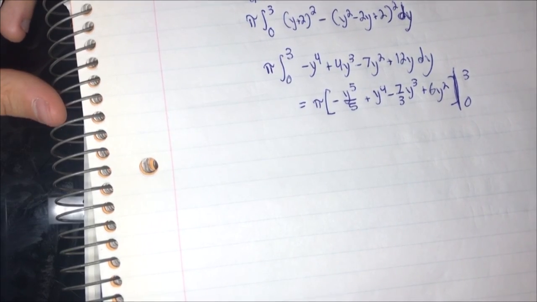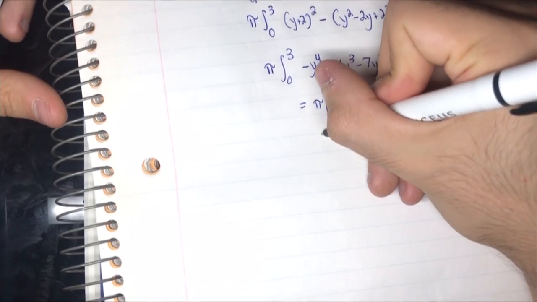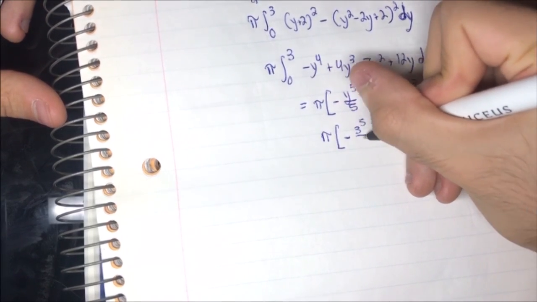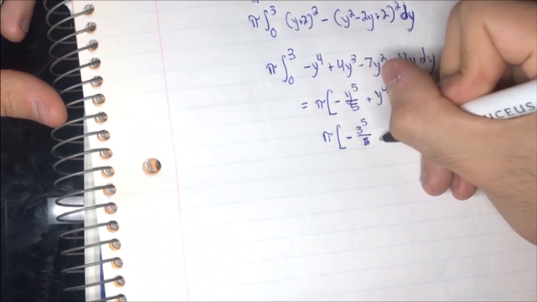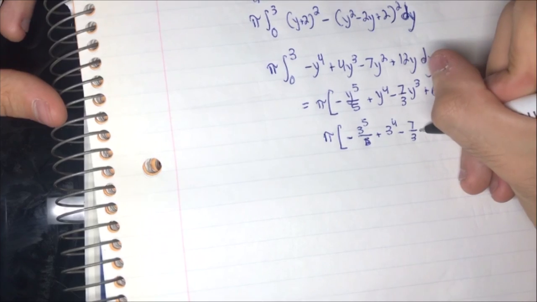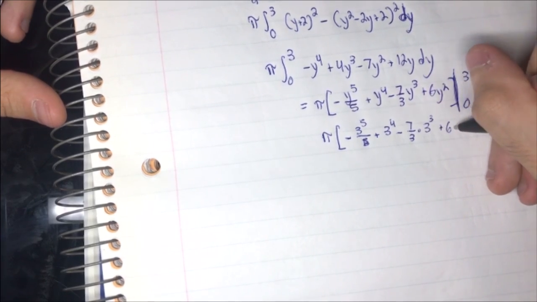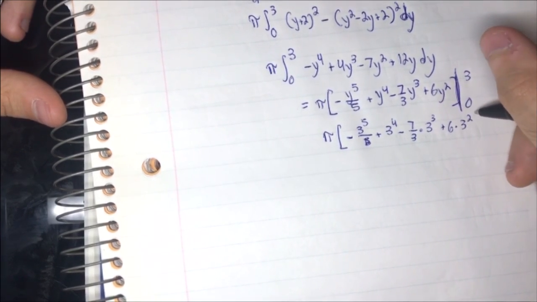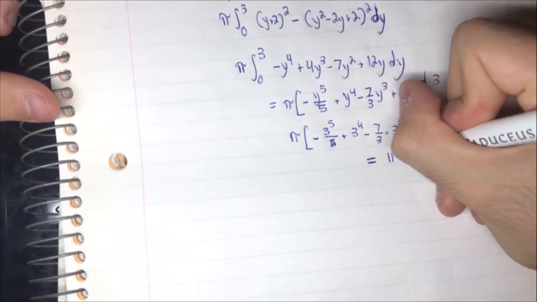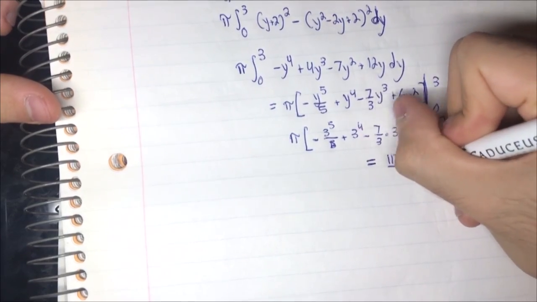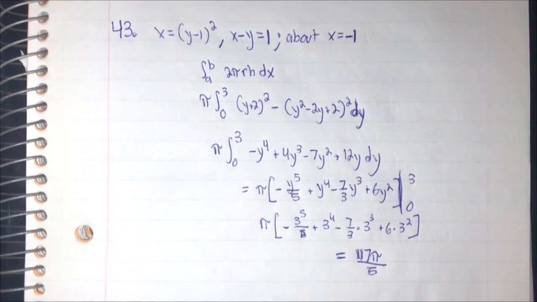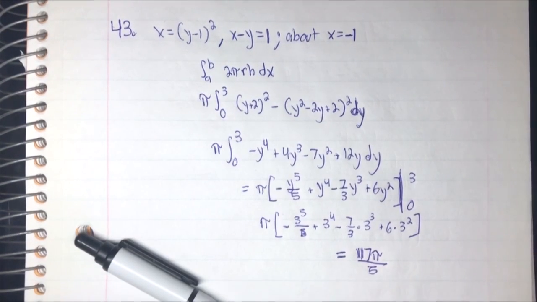Alright, and then what you have to do next is just plug it in. So this is what it's supposed to look like: 3 to the 5th over 5 plus 3 to the 4th minus 7 over 3 times 3 to the power of 3 plus 6 times 3 to the power of 2, and then plugging in 0, that just gives you 0. So this is the final answer, 117 pi over 5. Except I have no idea how to do this. Please explain to me how to do this. Wow, this is confusing.